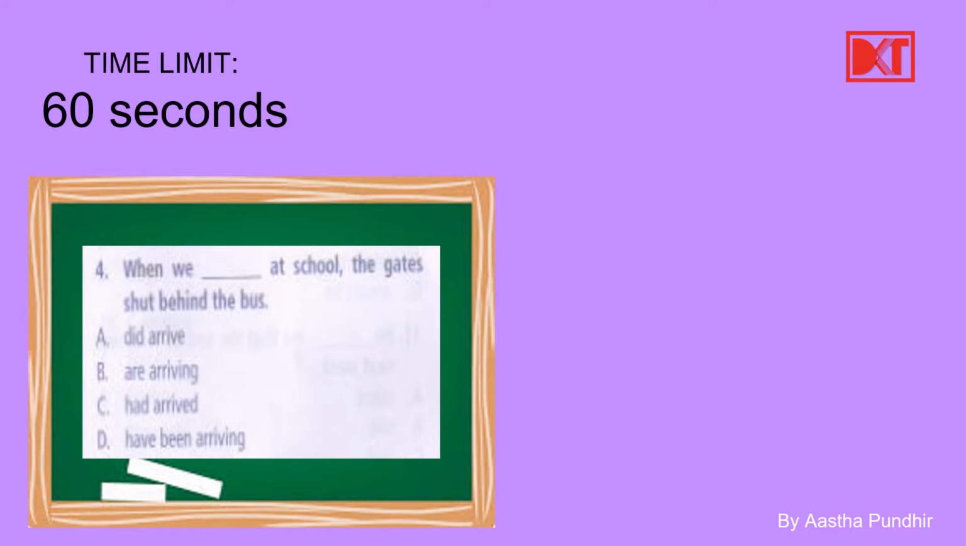When we dash at school, the gates shut behind the bus. When we did arrive, when we are arriving, when we had arrived, or when we have been arriving. Correct answer is C. When we had arrived. Talking about the past perfect, something that happened in the past, first action, and then the second action, that the gates shut behind the bus. So in the past, the first thing that happened was that they arrived at school. Alright.